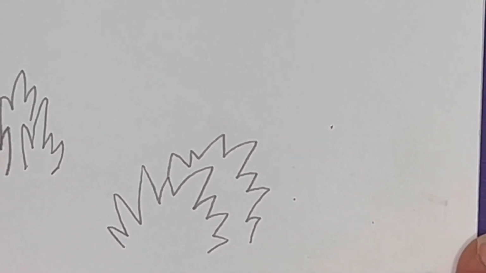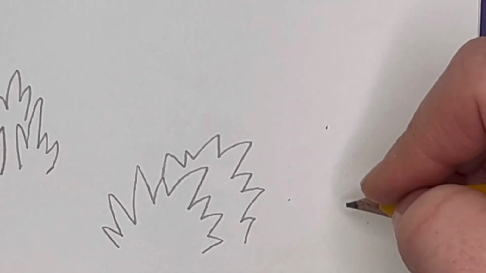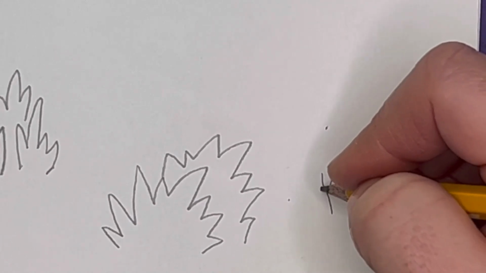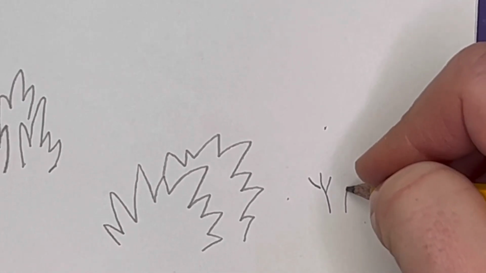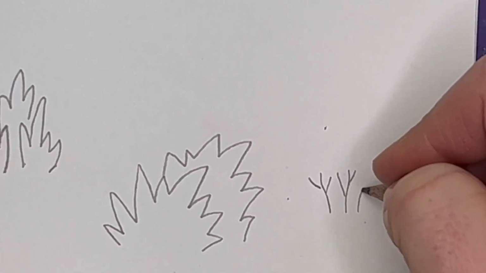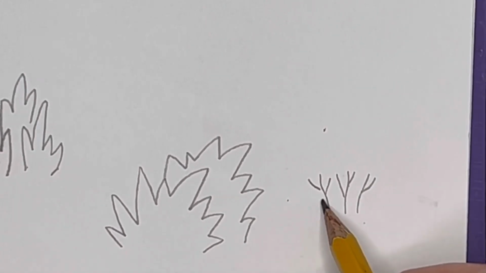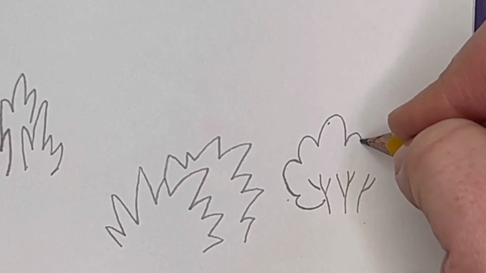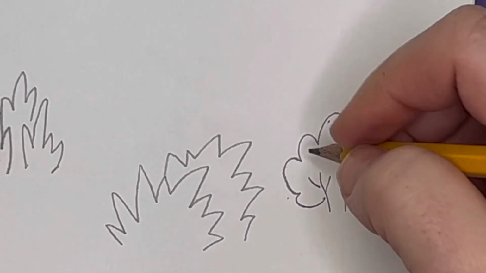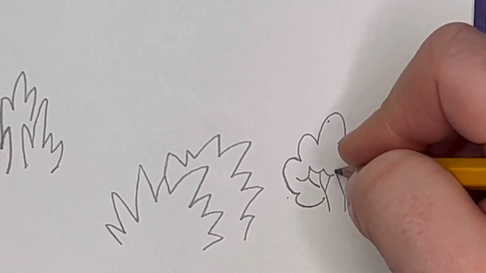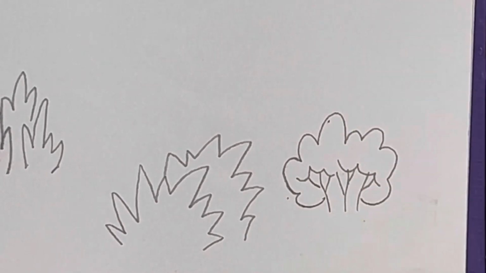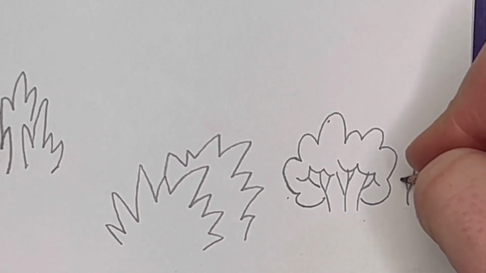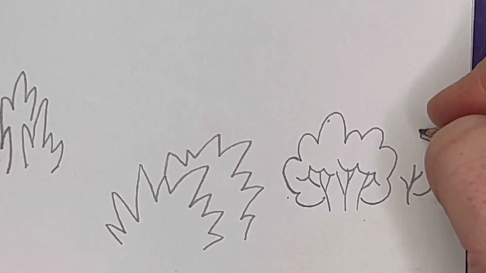For the fourth plant, start by drawing the branches of the plant. Then draw cloud shapes on the outside of your branches. Now draw cloud shapes at the top of the branches. Now draw another shrub with branches behind the first.